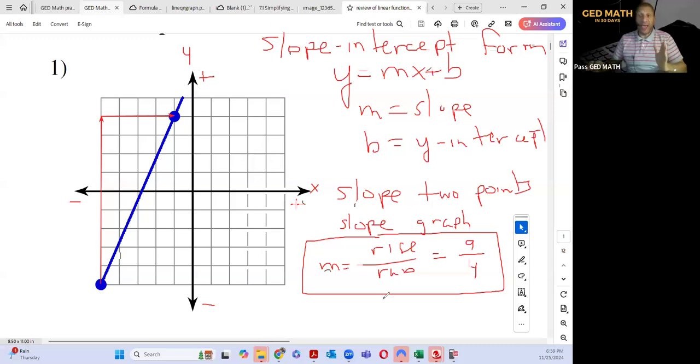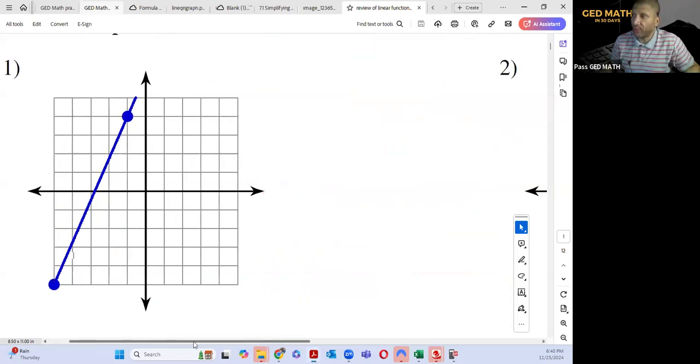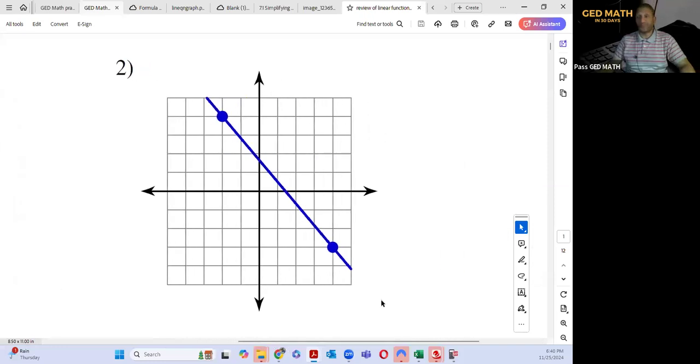Well, what does that mean? Every time I go up 9 and I go over 4, I'm going to be on that line, because the slope has a constant rate of change. So the slope of this line would be 9 over 4. Okay. So when I'm showing my students how to find slope from a graph, this is what I'm doing first.